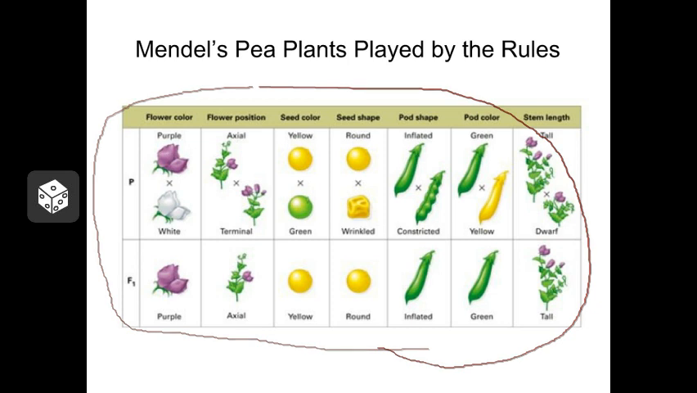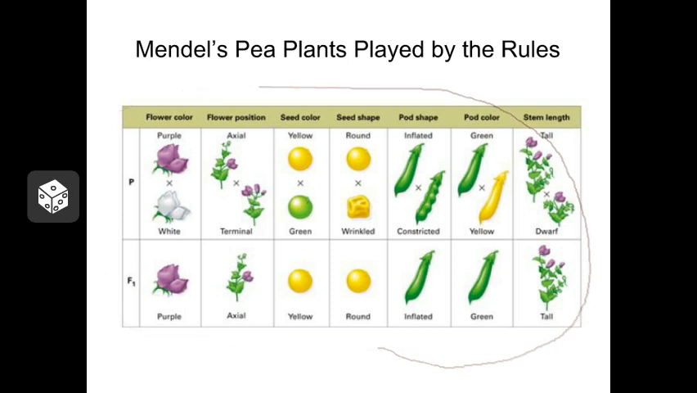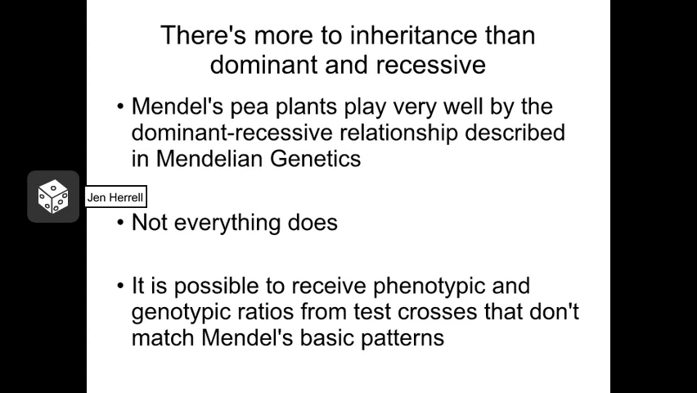Now, not every characteristic in pea plants plays by these rules, but he didn't notice that because he didn't happen to choose those characteristics. So Mendel discovered a number of alleles that play by the dominant and recessive pattern, and he very thoroughly described that pattern. In reality, though, not all alleles play by this specific pattern. There are many different types of relationships that alleles can have and different kinds of interactions. In fact, it's actually really difficult to find characteristics in the human system that do play strictly by these rules.